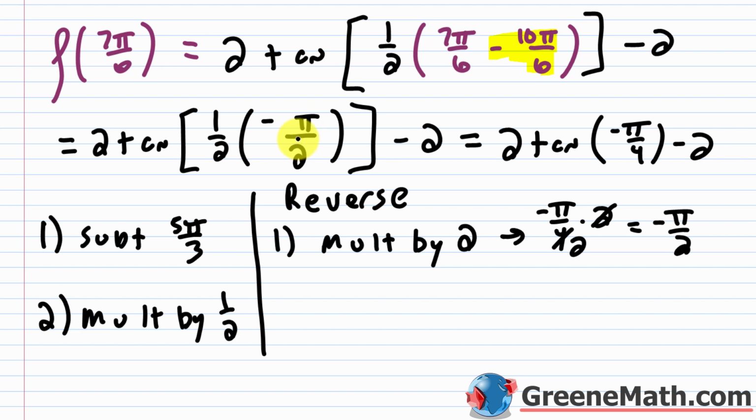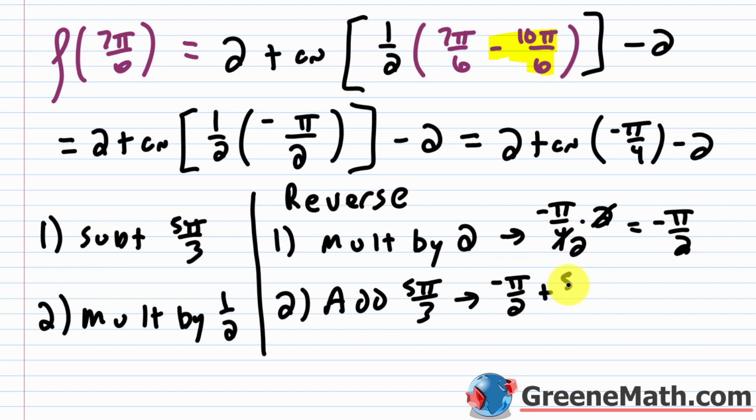The next thing I want to do is undo this. What did I do here? I took 7 pi over 6, and I subtracted away 5 pi over 3, or you could say 10 pi over 6 if you want a common denominator. So now I need to undo subtraction by 5 pi over 3. So I'm going to add 5 pi over 3 to undo that. And so we come over here and we say, well, if we had negative pi over 2 and we added 5 pi over 3, again, you would need a common denominator, and I'm running out of space. So let me just do this here. Let's say that this is negative 3 pi over 6, and let's say that this is 10 pi over 6.